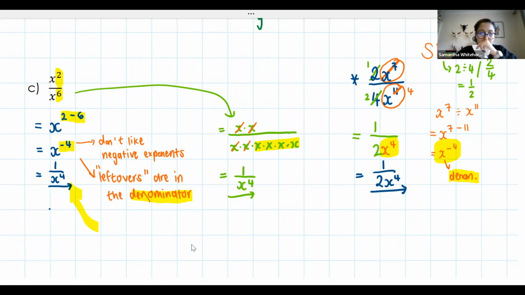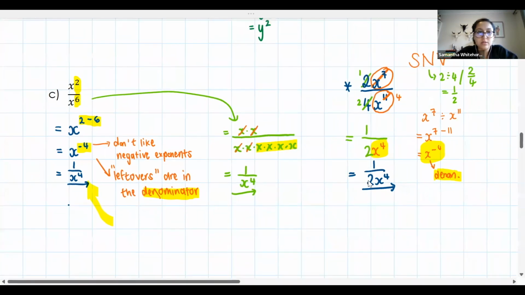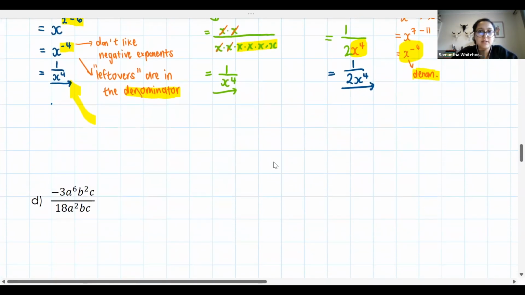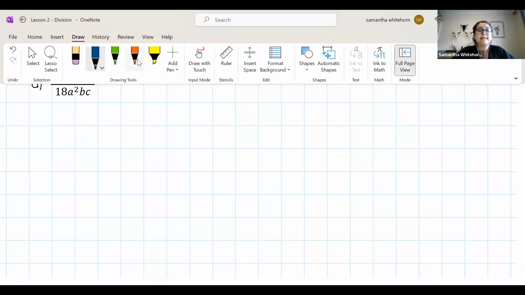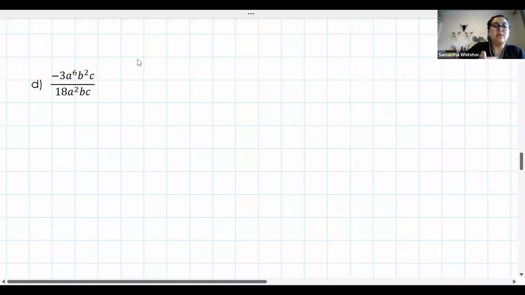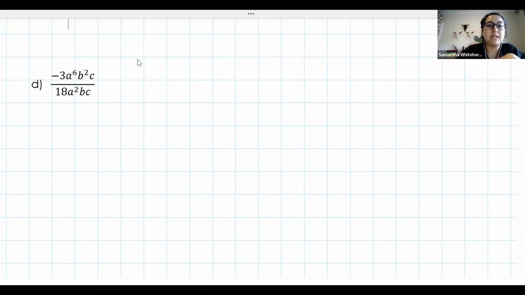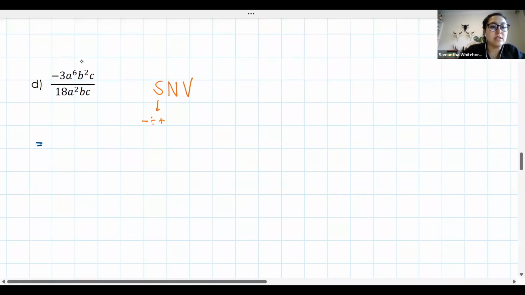Right, I want to do one more just so that we hopefully are feeling confident. Let's have a look at question D. We're going to do it together just for sake of time. So if we have a look here at question D, we've got negative 3a to the power 6b squared c over 18a squared bc. So let's do signs, numbers, variables. In terms of my signs, I've got a negative divided by a positive. We know that when we divide a negative by a positive, our answer is going to be negative. So I've sorted my signs.